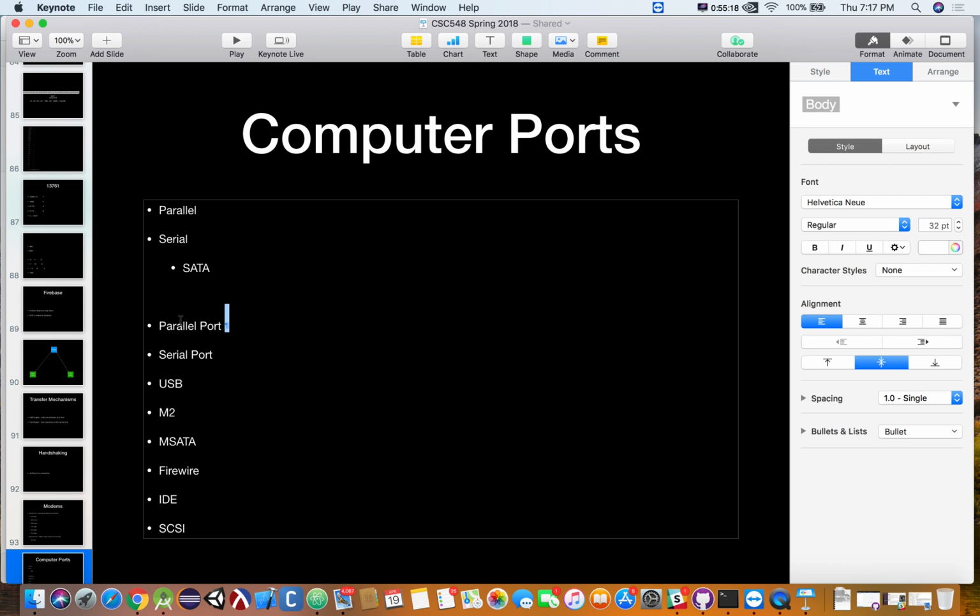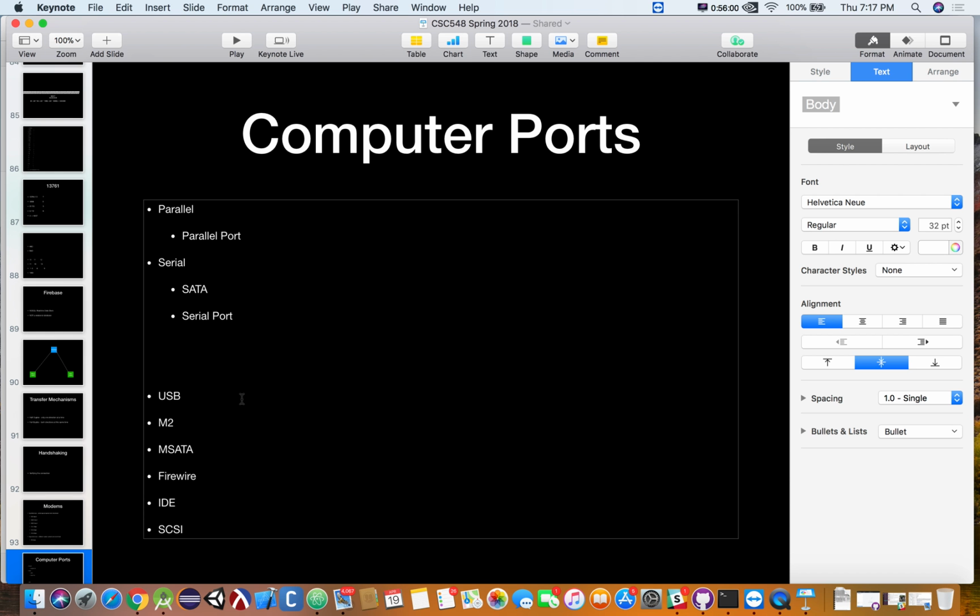Which category do you think a parallel port goes in? What category do you think a serial port goes in? So far this is easy, right? We have a double serial port. What category is USB going in? Serial. Universal Serial Bus.